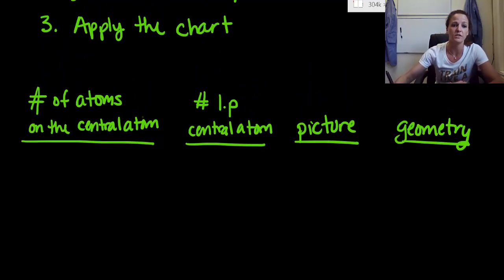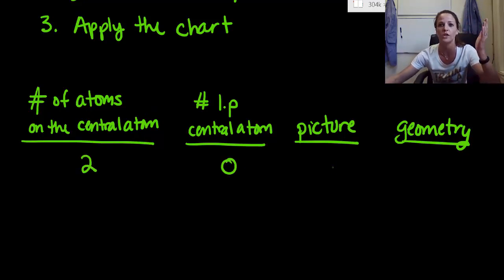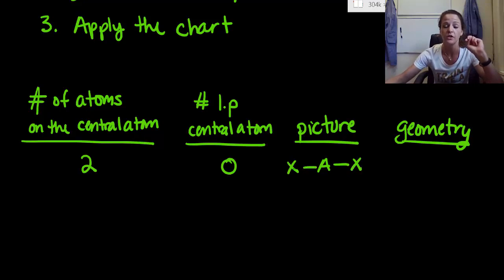For our number of atoms on the central atom, let's start if we have 2, and let's just say we have 0 lone pairs on the central atom. So what does that look like? My central atom is always going to be represented by an A. So if we have 2 atoms that are connected to it, so that's 1 and 2, so there's 0 lone pairs on the central atom, this is considered linear.